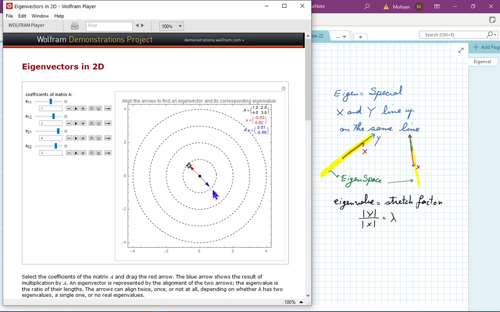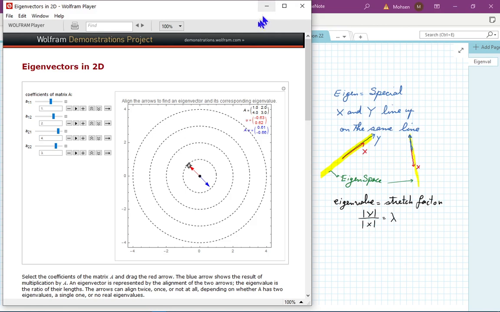So I have to actually make a correction here. If it is, I go back and rewrite that in a more precise way. But the stretch factor could be negative, in which case it means your vector flips to the other side.